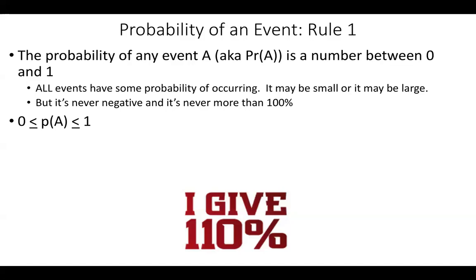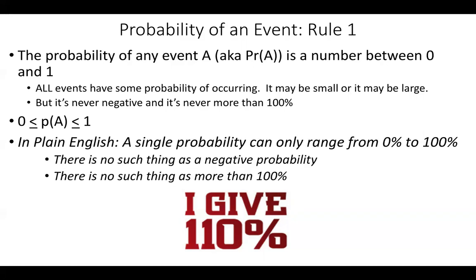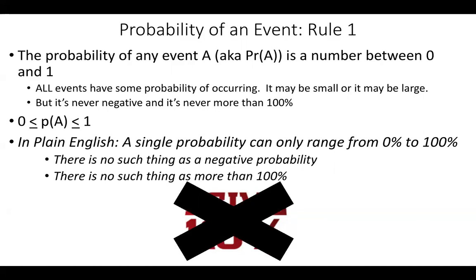So thinking of this in some more mathematical notation, the probability of any event A occurring will always be between 0 and 1. Or in plain English, a single probability can only range from 0% to 100%. There is no such thing as a negative probability, and there is no such thing as more than 100%. So everyone who tells you give 110% or give more than 100%, that's simply nonsensical. You can only have a probability up to 100%. So that's rule 1. Rule 2.